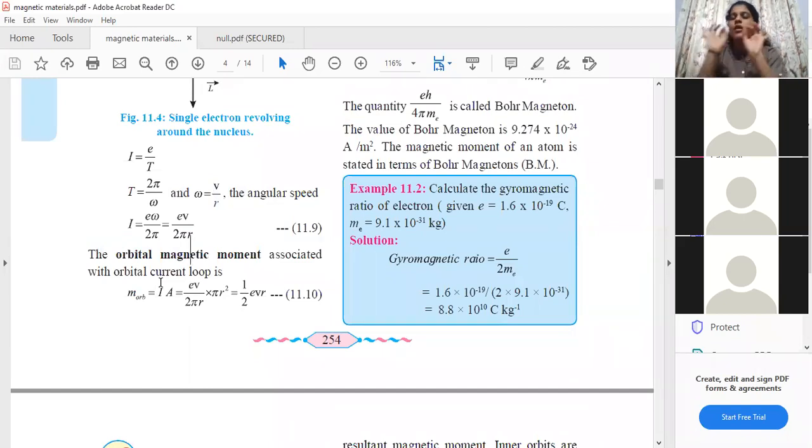Next, at the beginning of the derivation, we mentioned that the magnetic dipole moment is I into A, current into area. Now we will substitute the formula for current, which we just derived, and area we know is pi r square, because it is a circle. After cancelling out and everything, we get the dipole moment as EVR by 2. See this part? We get it as EVR by 2.